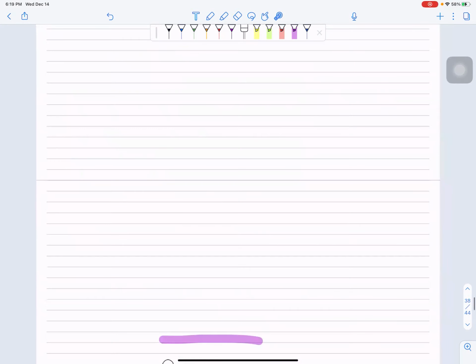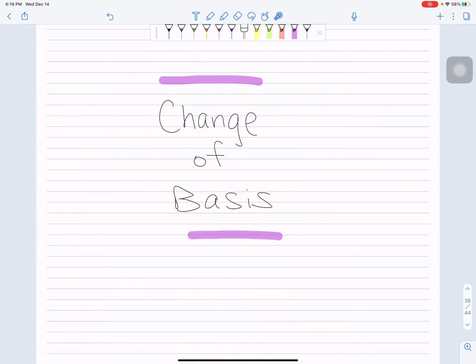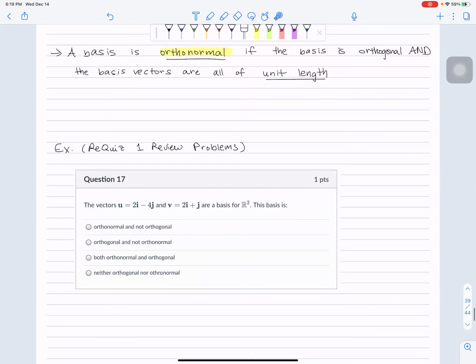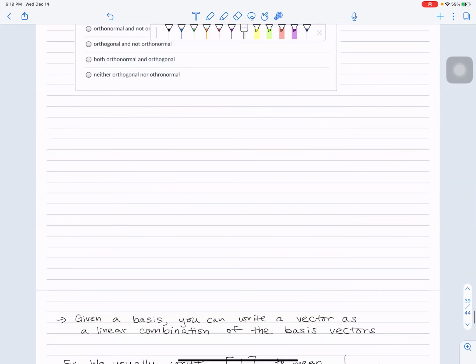Okay, let's move on to change of basis. So recall that a basis is orthogonal if the basis vectors are mutually orthogonal, meaning you take your matrix, you look at each of the vectors, and each of the dot products should always be 0. That's what it means to be orthogonal. Then further, if each of the vectors have unit length, then your basis is orthonormal. Okay, so I put an example there, but let me move on a little bit.